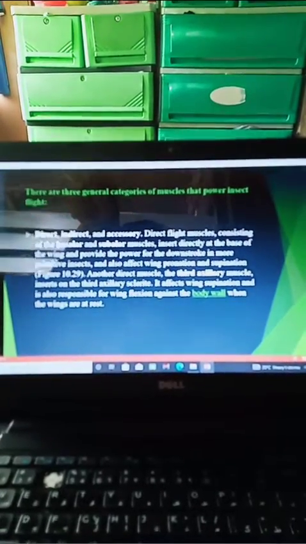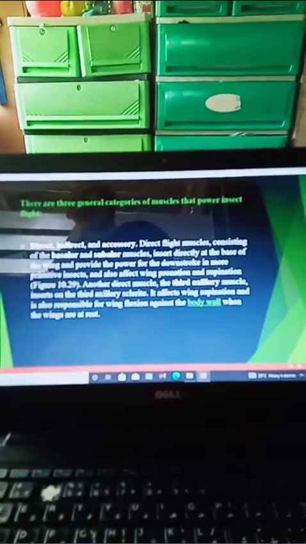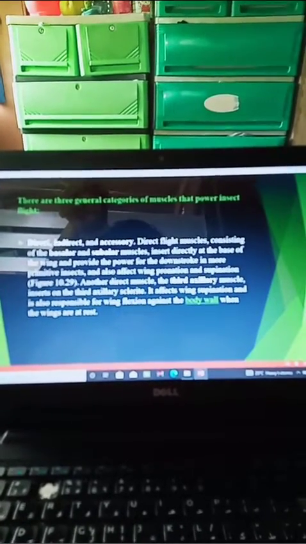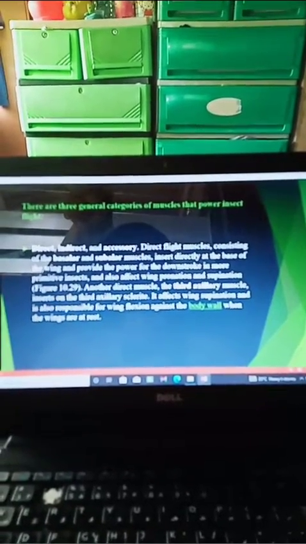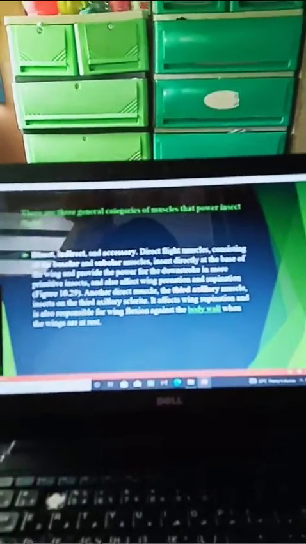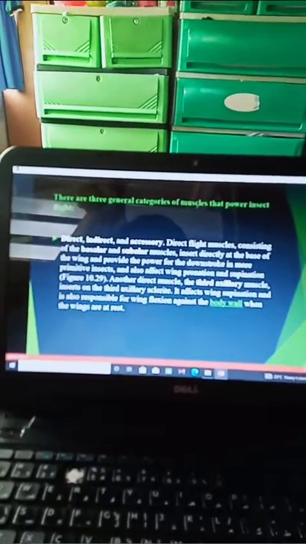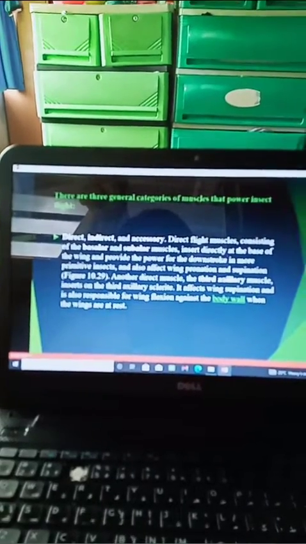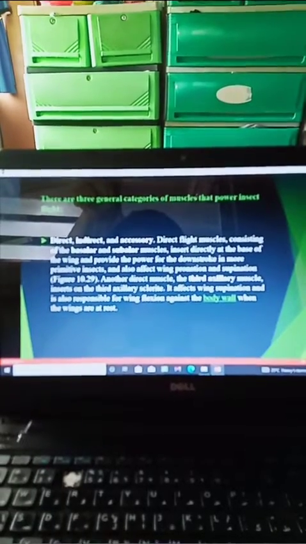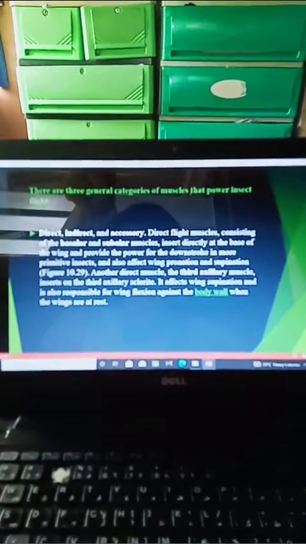There are three general categories of muscle that power flight: direct, indirect, and accessory. Direct flight muscles, consisting of basalar and subalar muscles, insert directly at the base of the wing and provide the power of the downstroke in more primitive insects, and also affect pronation and supination. Another direct muscle, the third axillary muscle, inserts in the third axillary sclerite. It affects supination as well, and it is also responsible for wing flexion against the body wall when the wings are at rest.